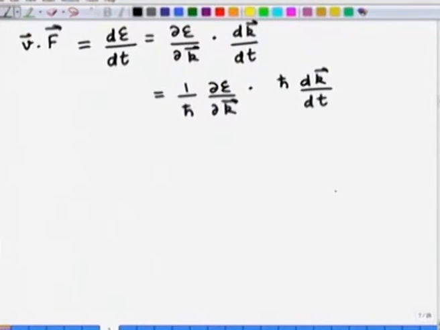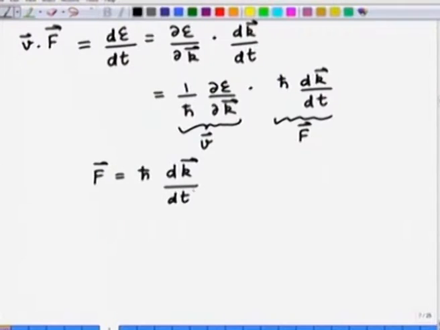What do you recognize this quantity as? We have just shown that this quantity is nothing but V. So, clearly, this remaining quantity must be F. In other words, F is equal to ħ dk/dt, a total derivative, equal to ħ times d k by dt.